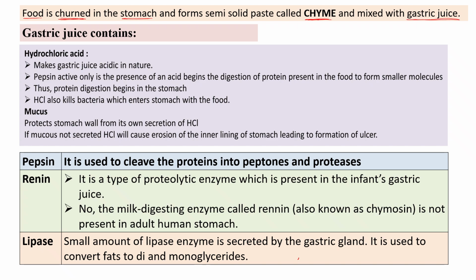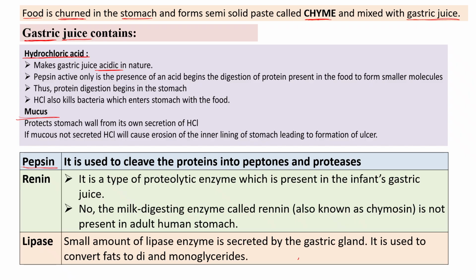Now the gastric juice, as it is secreted in the stomach, is known as gastric juice. Gastric juice contains hydrochloric acid, that is HCl, mucus and pepsin. Now let us see what is the role of each one of these in the gastric juice. HCl makes the gastric juice acidic in nature.